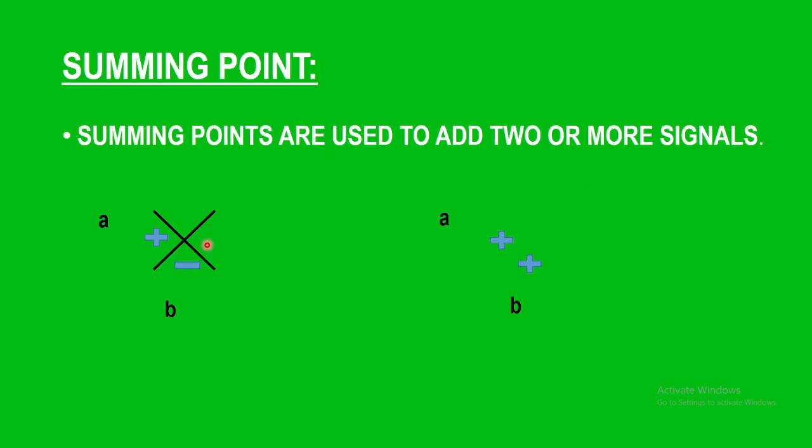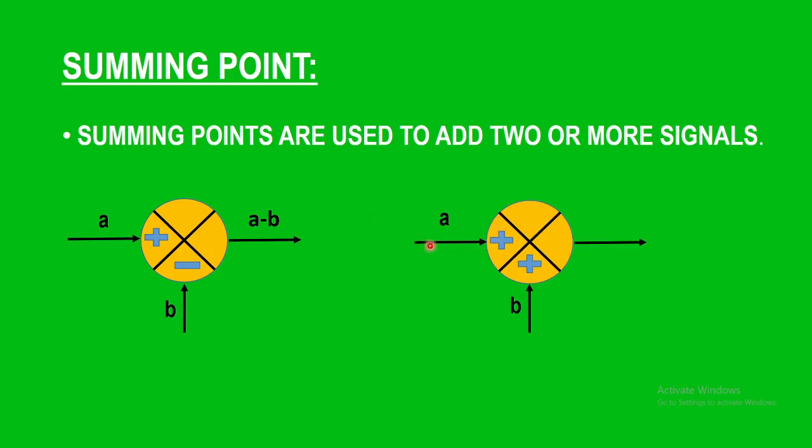Next we will see what the summing point is. Summing points are used to add two or more signals. Here I am taking signal A and signal B. Whenever I combine these two signals, the resultant will be A minus B. That is called the summing point. Let us take another example. Here if you want to add two signals, again A and B, the output will be A plus B.